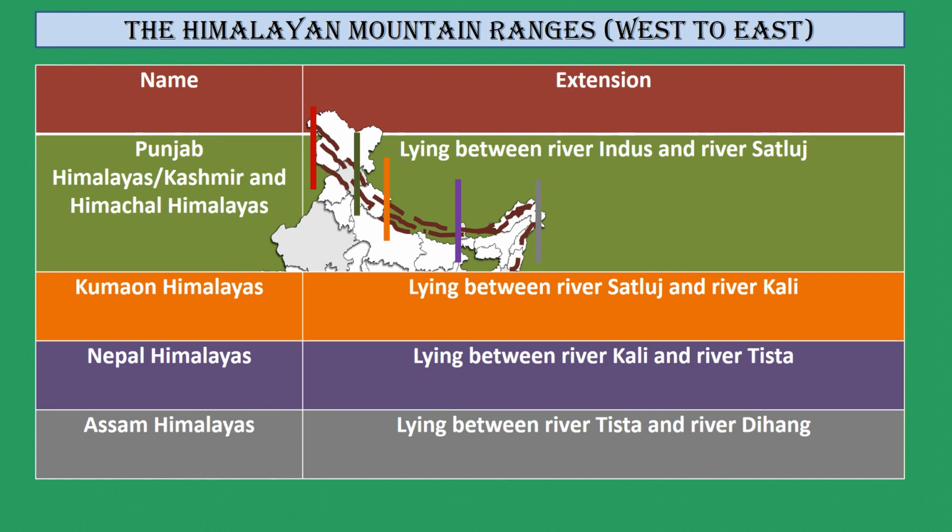From river Kali to river Tista, the part of Himalayas is named as Nepal Himalayas. And from river Tista to river Dihang, the part of Himalayas is called as Assam Himalayas. All the northeastern states fall in this category of Assam Himalayas.